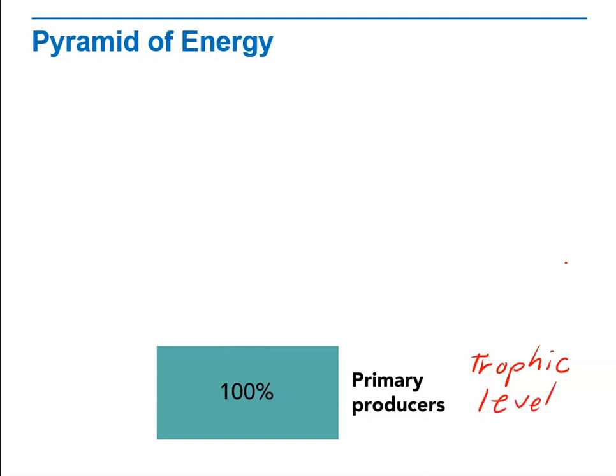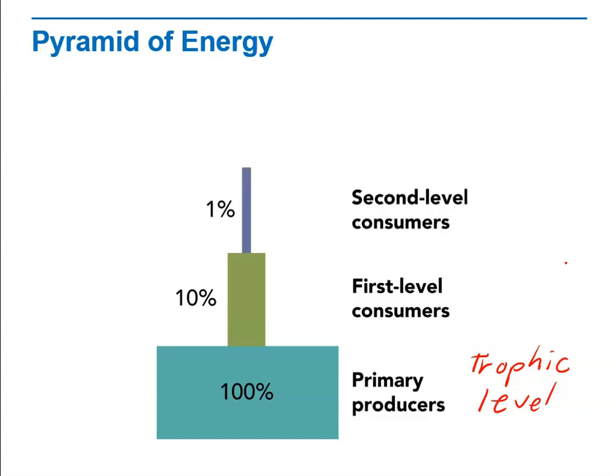So the primary producers are the first trophic level. Various consumers occupy other levels. First level consumers are consumers that directly feed on primary producers, like herbivores. Then we have second level consumers, which feed on the first level consumers, and third level consumers, which can feed on the second level and the first level consumers.